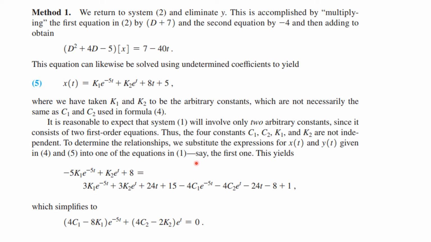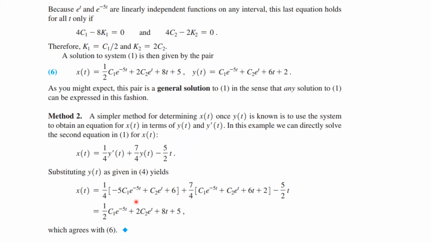So what we're going to do is we're going to substitute what we found for x of t and y of t into one of the equations, and let's just use the first equation. And if we do that and do the algebra, we get this. And when we simplify collecting like terms, we have this. But e to the minus 5t and e to the t are linearly independent. That means that these constants have to be 0. And so that means that k1 is equal to c1 over 2, and k2 is equal to 2c1. And so then we write the solutions in terms of c1 and c2. And that is the general solution.